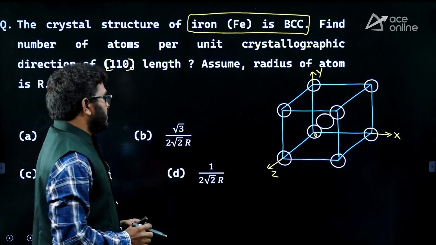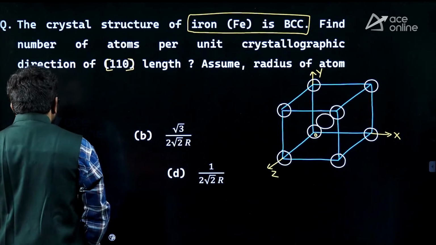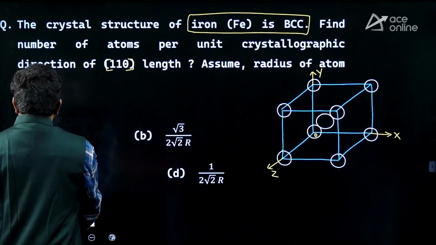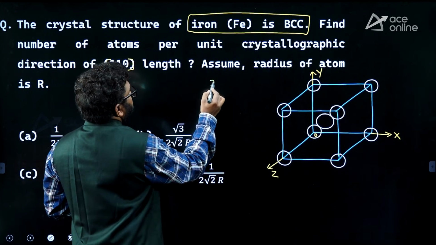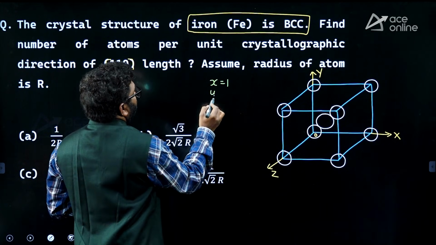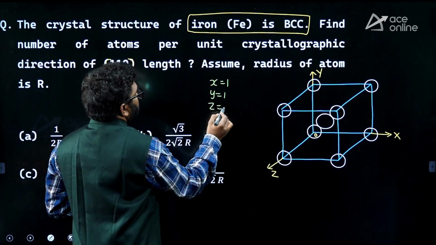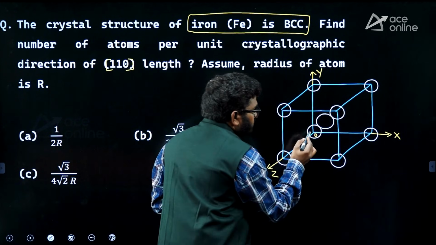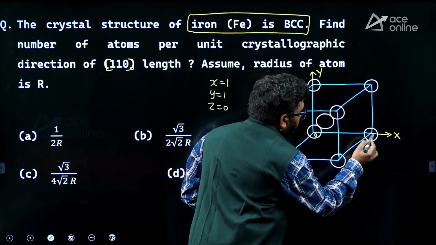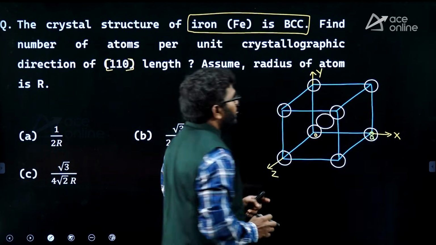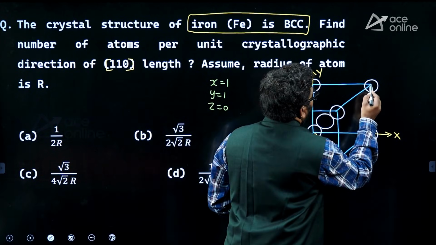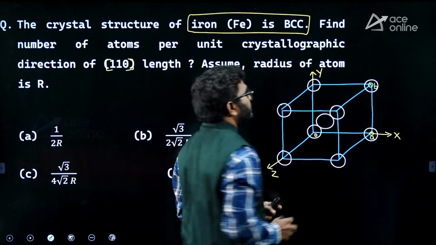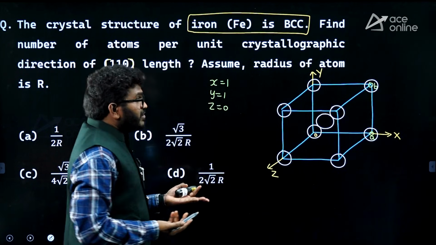Origin x, y, z. Now listen carefully here. In the question it is given x equal to 1, y equal to 1, z equal to 0. So from the origin, locate x equal to 1, a point A. Then from point A, locate y equal to 1, another point B. Right, and z equal to 0.